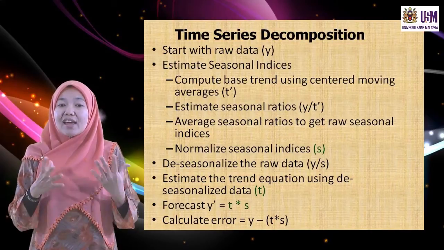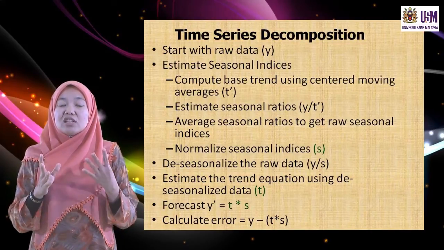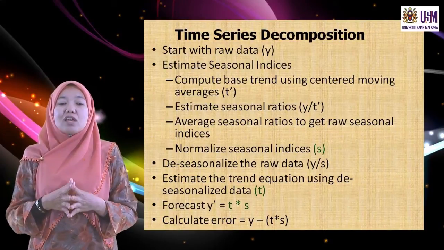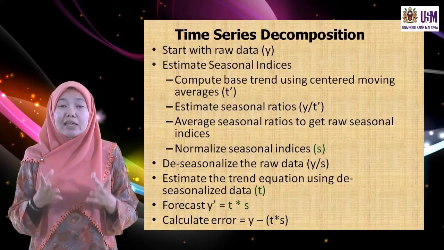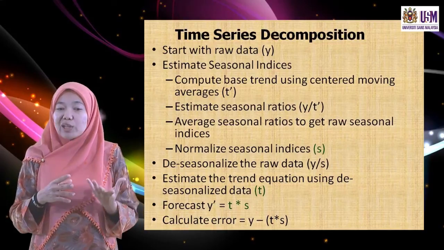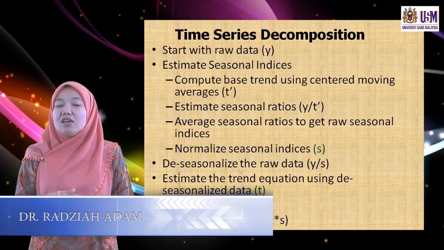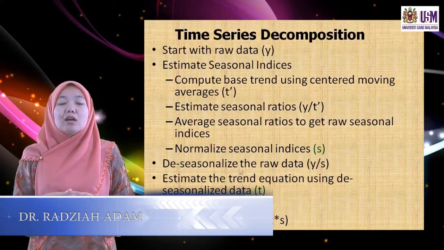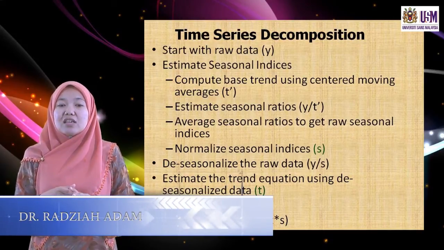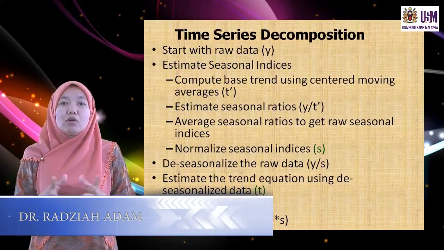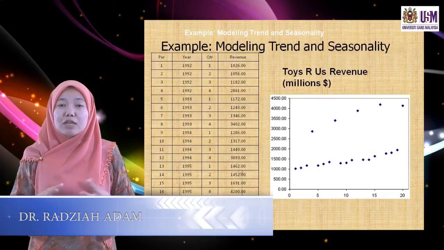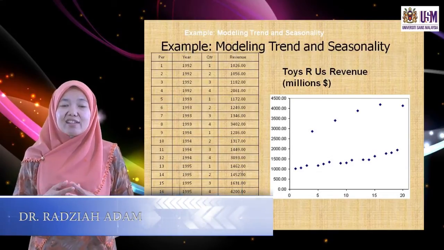Okay, after that, you can estimate the trend equations using the deseasonalized data, and you can make your forecast, okay? So your forecast we label as Y prime equals your trend value multiplied with your seasonal indices. And from there, you can calculate the error by taking your Y minus the forecast value of Y. Now, let's discuss one example in terms of how we model this trend and seasonality.